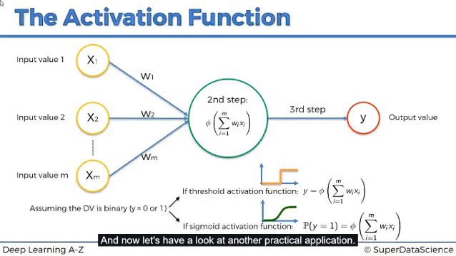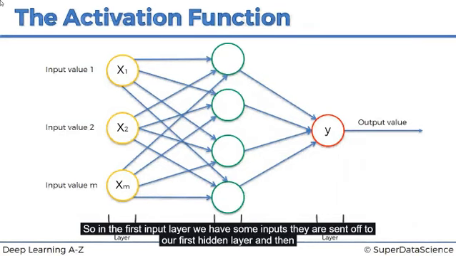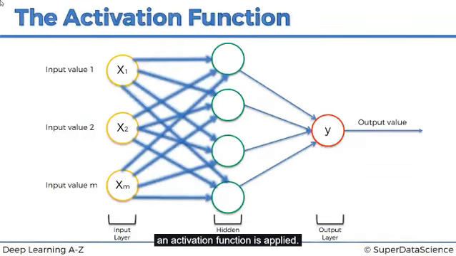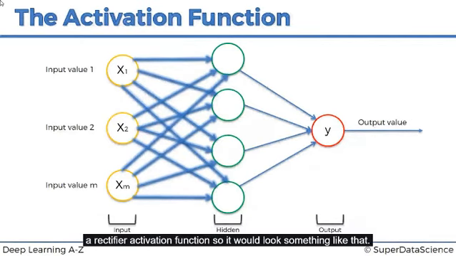And now let's have a look at another practical application. Let's have a look at how all this would play out if we had a neural network like this. In the first input layer, we have some inputs. They are sent off to our first hidden layer, and then an activation function is applied. Usually what you would apply here, and what you'll see throughout this course, is a rectifier activation function. So it would look something like that.